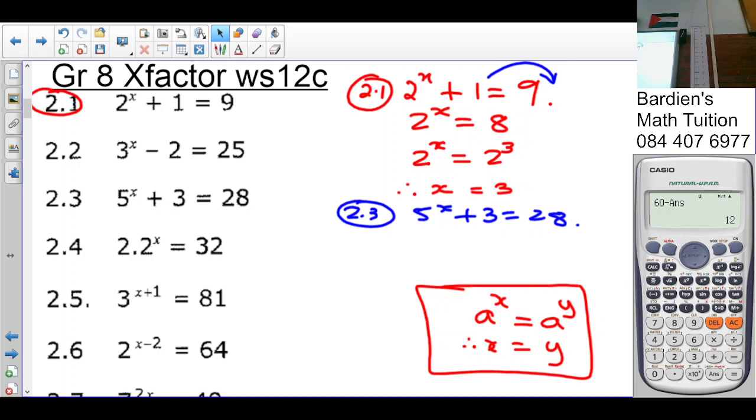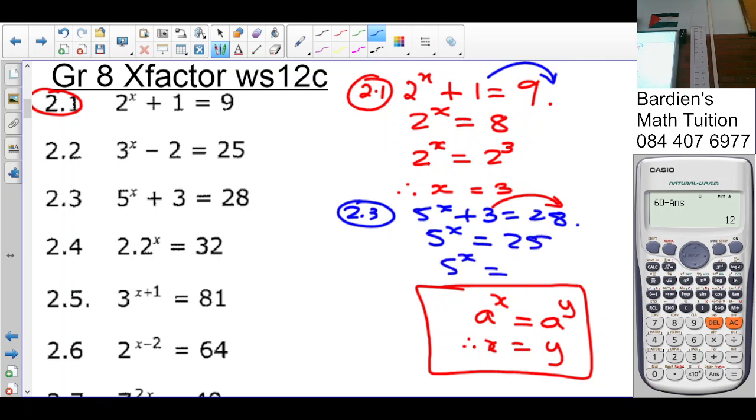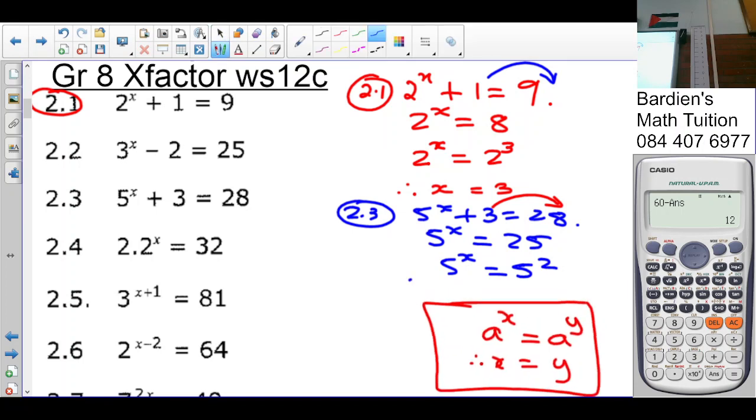Okay, so what do we do first? Isolate the term of the x. So we take this 3 over. It now becomes 5 to the x equal to 28 minus 3, which is 25. So 25 can be written as what? 5 squared. So what can I conclude now?